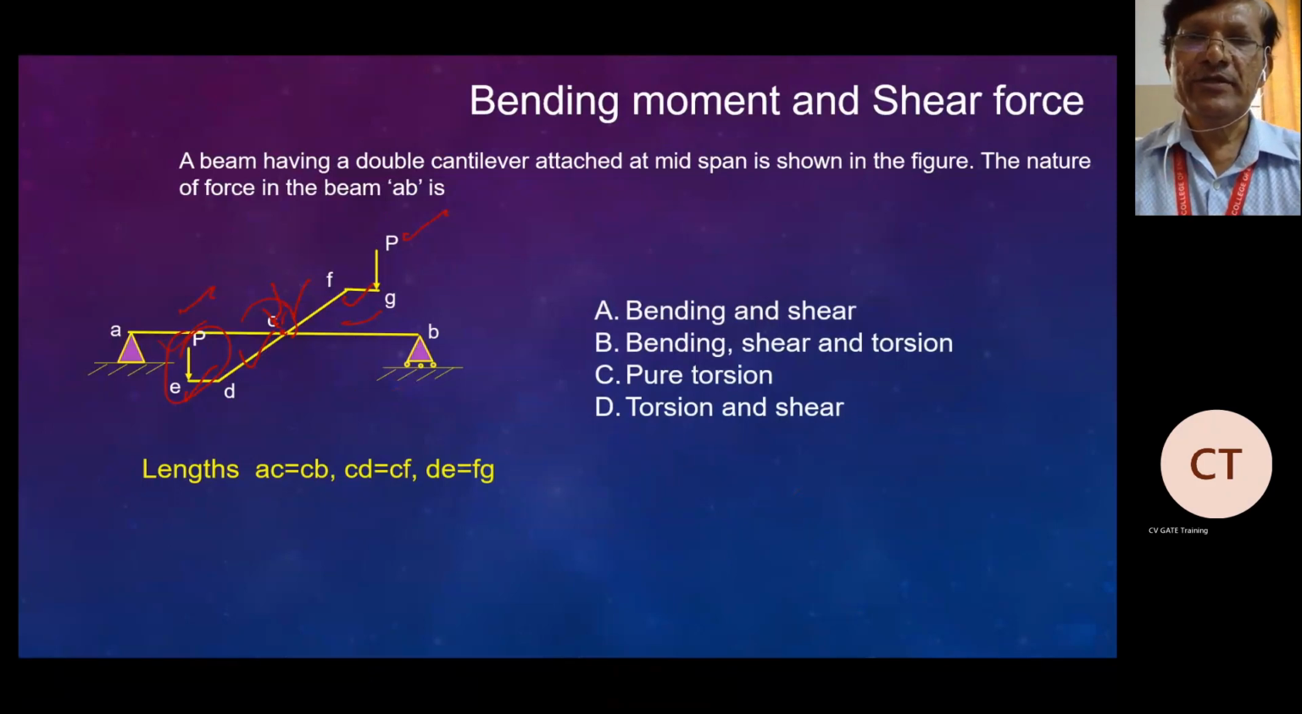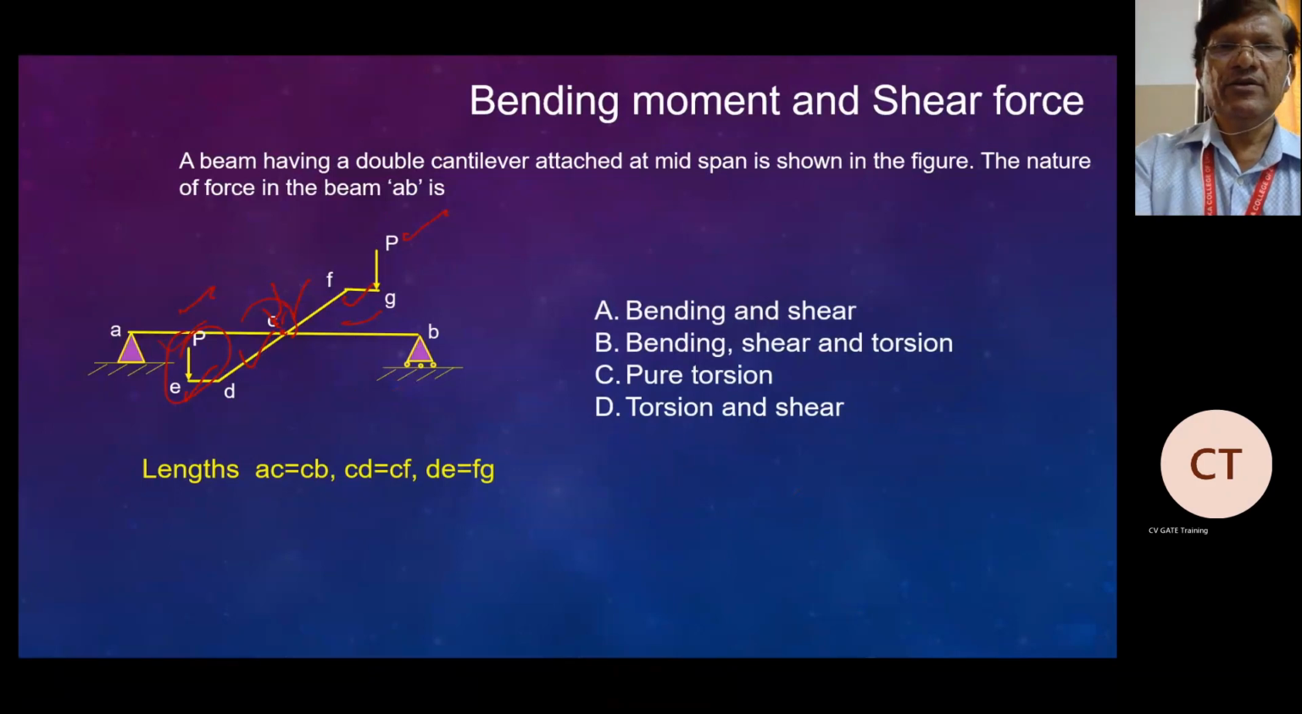So that is the thing. We'll see the options: bending, shear, torsion. There is no question of torsion. Only bending and shear. Torsion and shear is not correct. Whatever load is acting at the elevated portion like this can be transferred to the exact beam by the force acting there and the lever arm. Whatever lever arm is acting here can be transferred here as a moment. So finally, the nature of force will be bending moment and shear only.